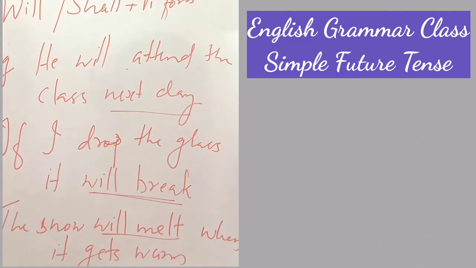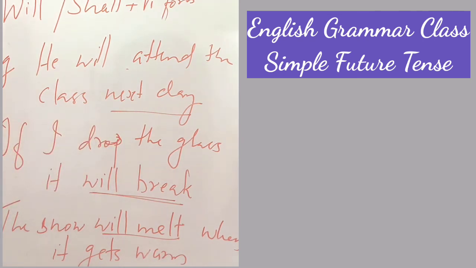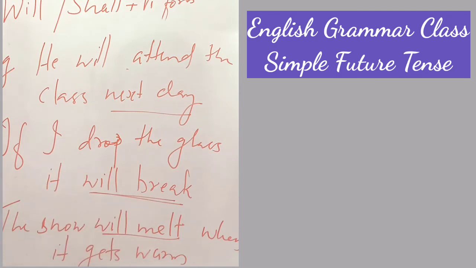Then we can say it once again. When to use the simple future tense? To express an action that is likely to take place in the future. For example, he will attend the class next day. Here, next day is a time word. We can use some other time words like tomorrow, next month, next week, next year, or the coming time. Then we use the simple future tense with the clauses of condition. Here is the if clause. If I drop the glass, it will break. Then, the snow will melt when it gets warm.